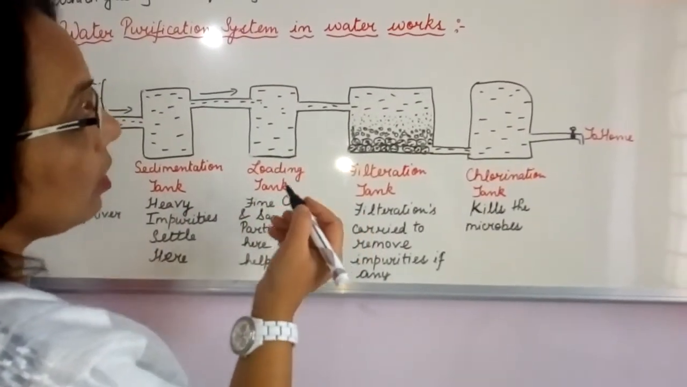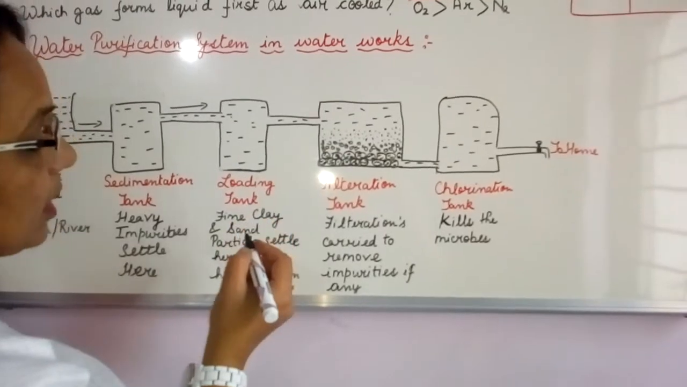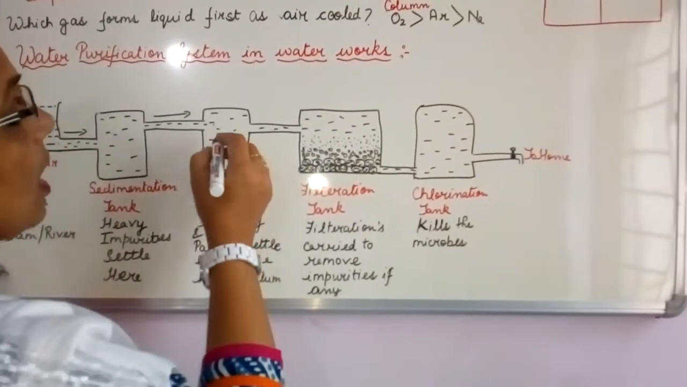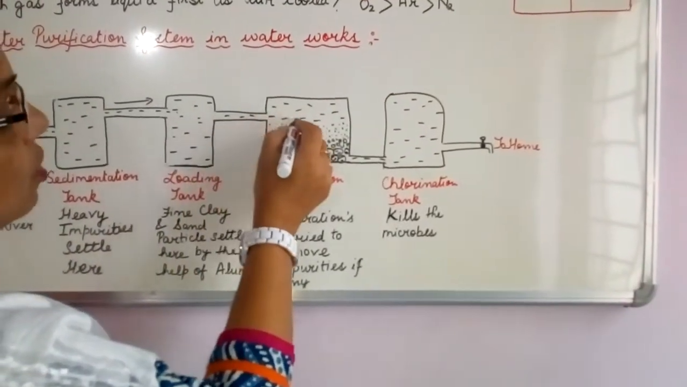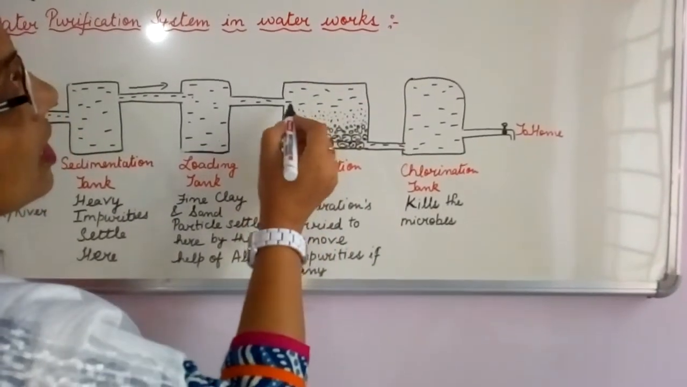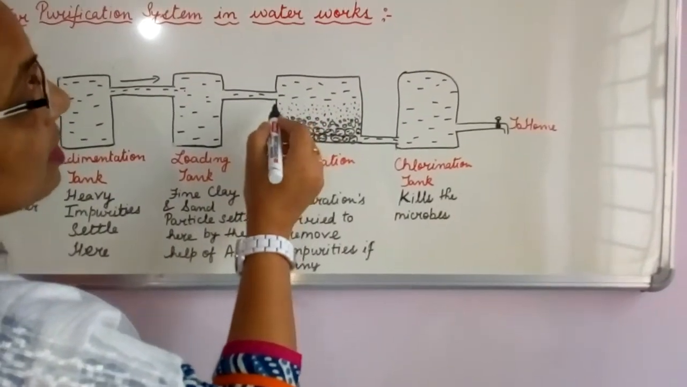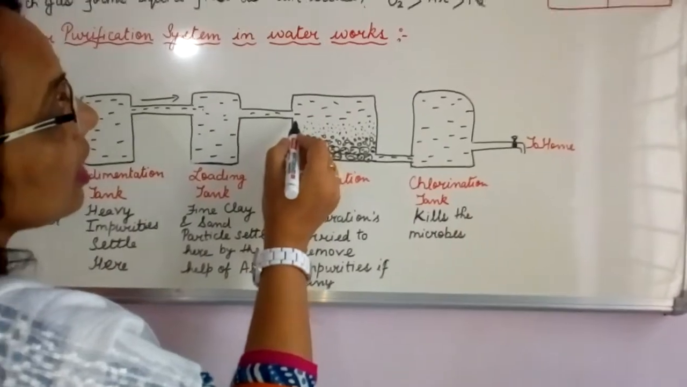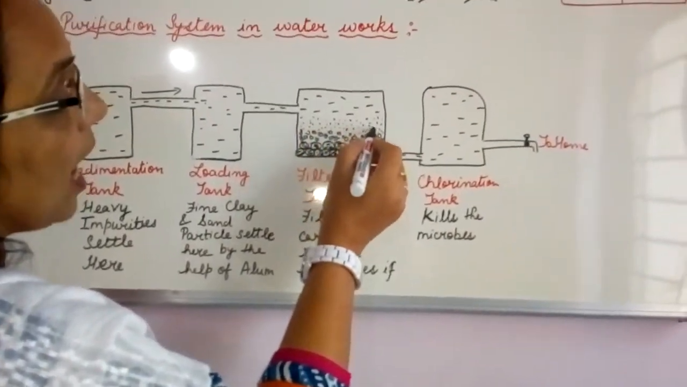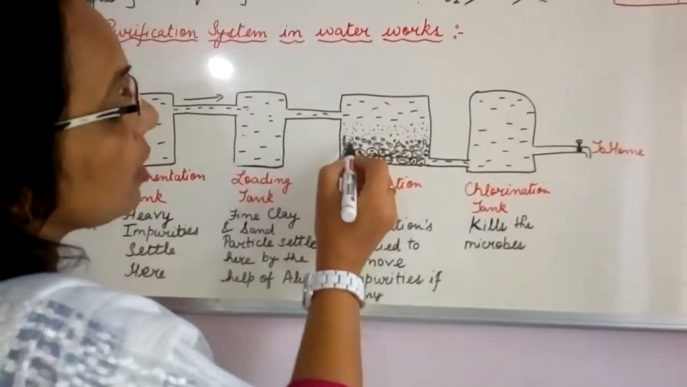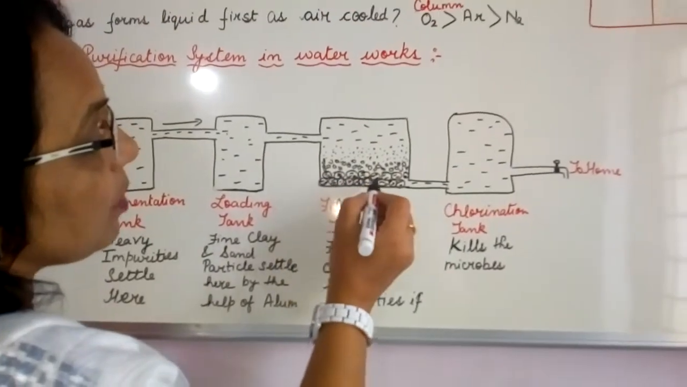This is known as loading. Okay, loading of clay particles takes place. So now the clear water goes into the filtration tank. You can see the filtration tank has 3 layers. The first layer is made up of fine sand particles, followed by small gravel, and then big stones are there.